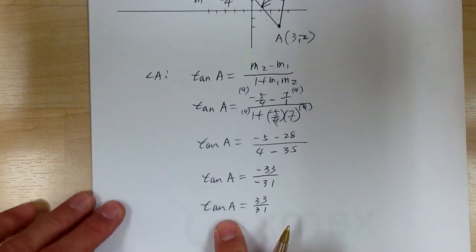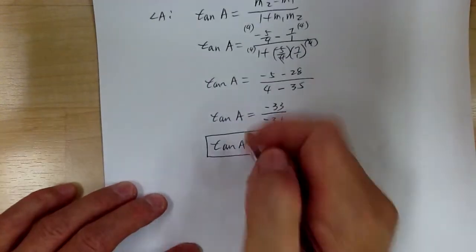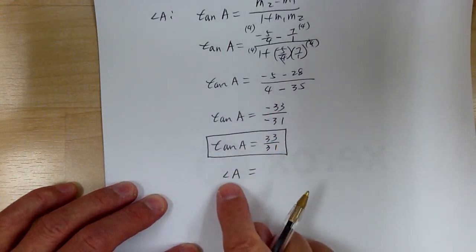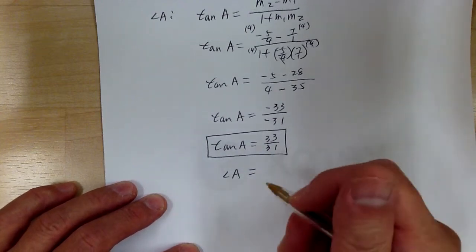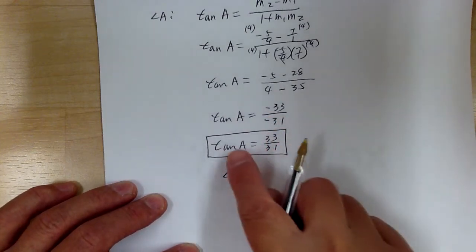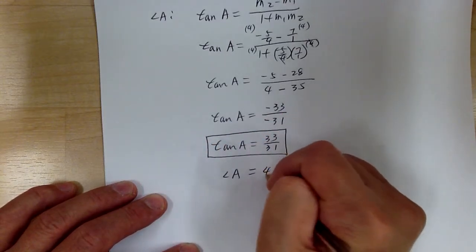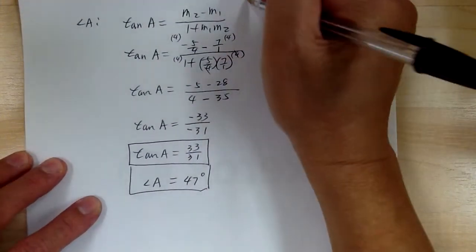So this is called the tangent of the angle. So that's one of the things you have to find. Next, you need to go and find the angle A. So again, this is the tangent of the angle. This is the angle. They ask you to find both. So use your calculator and you go second tangent, enter this, and you get 47 degrees. Okay. Now let's go and do B.